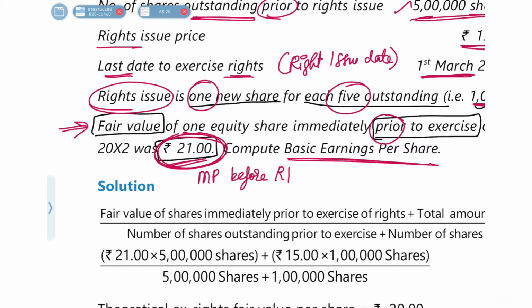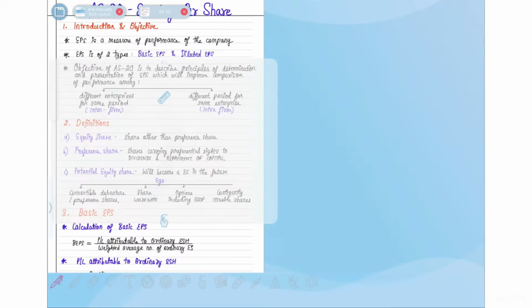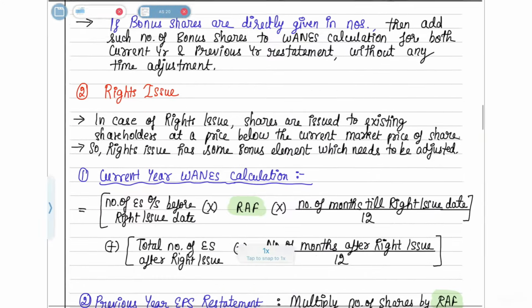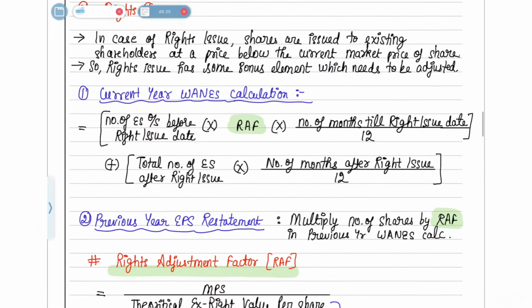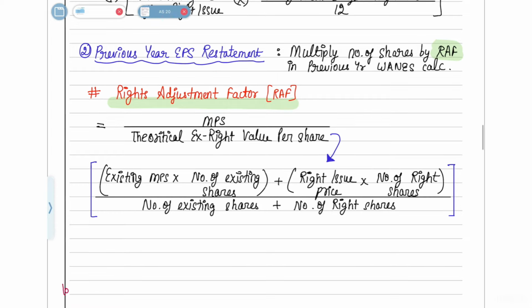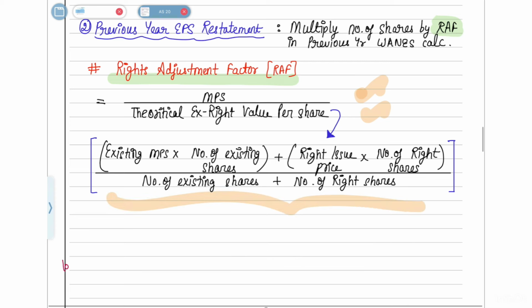Now you have to find out basic earnings per share. So now let me quickly take you through the notes of AS20, which I had also shared in the concept video with you. So whenever you are doing a rights issue, when you are doing the current year variance calculation, you have to find something known as risk adjustment factor. How will you find out risk adjustment factor? It is going to be market price per share divided by theoretical ex-right price. And theoretical ex-right price also, how you have to find out? I had given this formula.